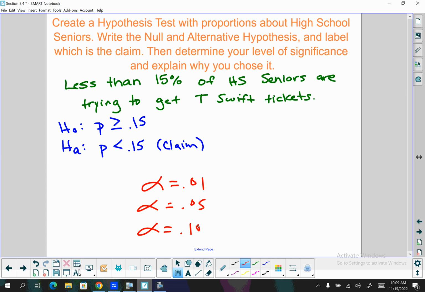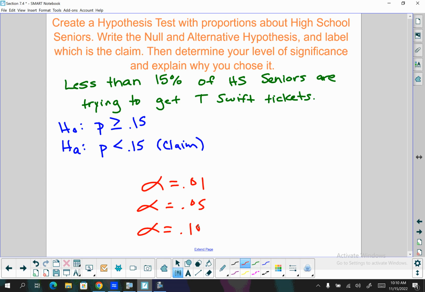Now, which of these you pick is up to you. There is no wrong answer for this as long as you justify your answer. The smaller your alpha gets, the less likely you are to reject, which remember is ultimately what we want to do, but you're also less likely to have an error, that you reject something that really shouldn't be rejected. The bigger your alpha is, the more likely you are to reject something, which is good, but more likely to reject something that shouldn't be rejected. So on either of these ends, you could end up with one of those type 1 or type 2 errors.